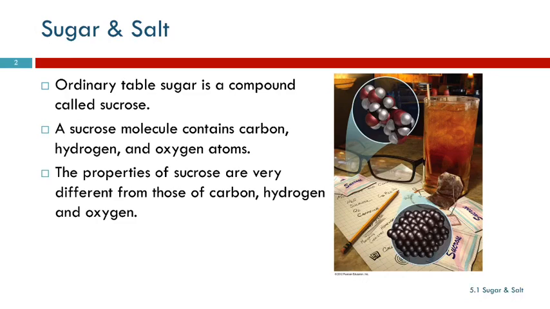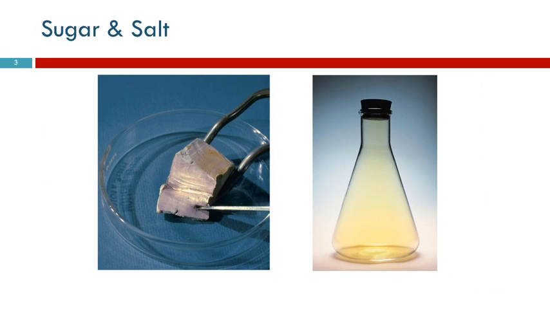Another form of carbon is graphite, which is illustrated here. Graphite is in your pencil lead. Pencil leads, by the way, do not contain any lead. So that's a slippery black substance, very different from sucrose, right? So the compound is very different in properties from the elements that make it up.